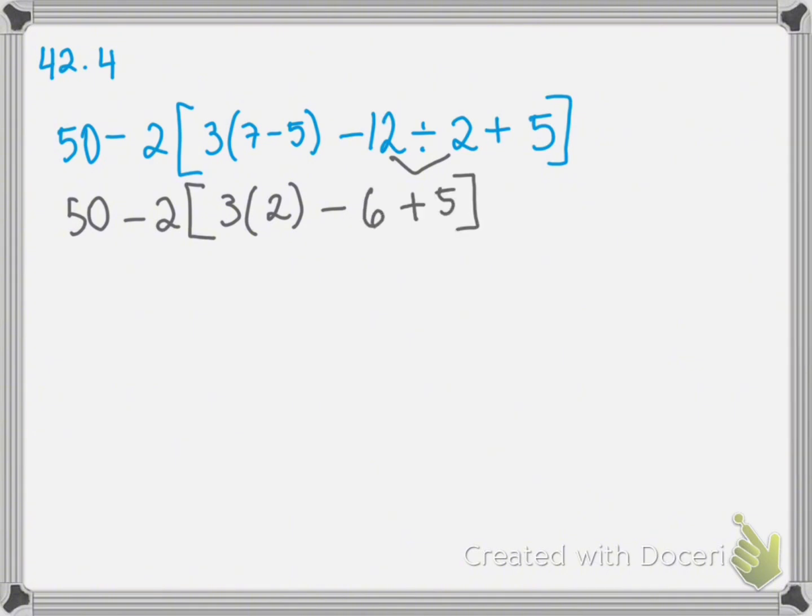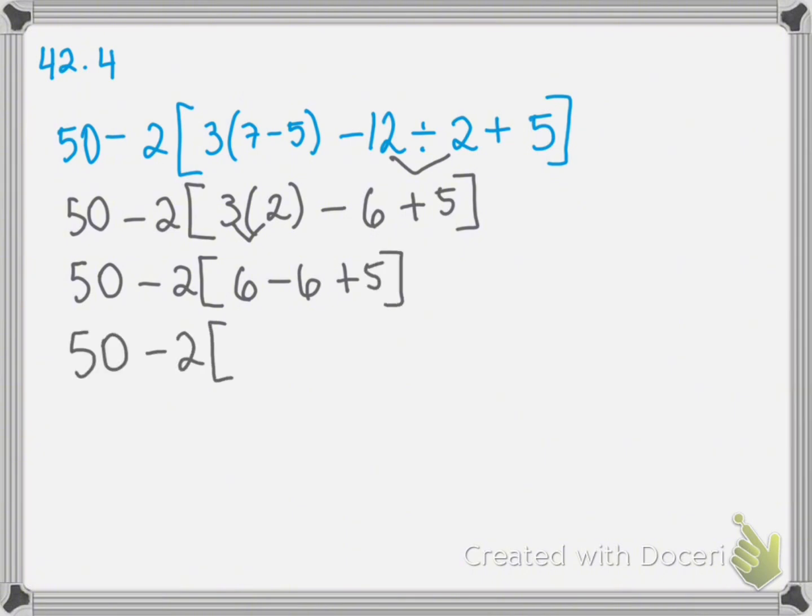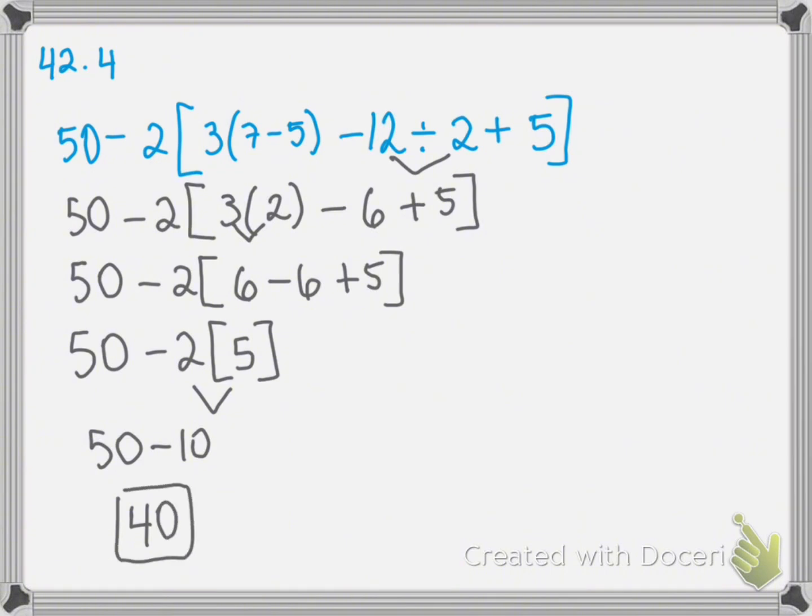We still have to simplify those brackets, so I keep the 50 minus 2 times, and I simplify the brackets. That would be 6 minus 6 plus 5. So in the brackets, we're just going to have a 5, and we have to multiply first. So 50 minus 10 equals 40. And that's the answer. Now again, this is very simple. Just be very careful and write your process because that will help you make sure not to leave anything behind or make any silly mistakes.